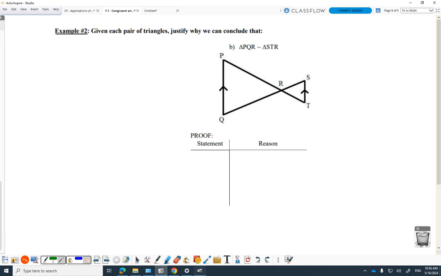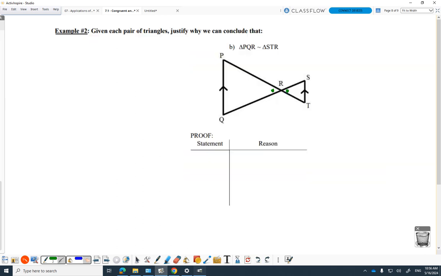So I'm going to put a dot here and a dot there. You don't have to use dots. You can use arcs. You can use double arcs. And I'll do that in a second. Here I go. Angle PRQ equals, oh, I don't like where I put that. Just a second. Angle PRQ equals angle TRS, and they're opposite. That's a nice, easy one.